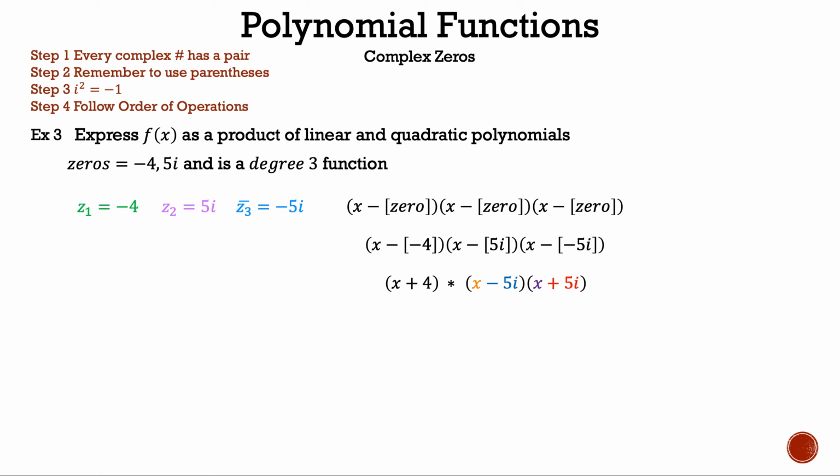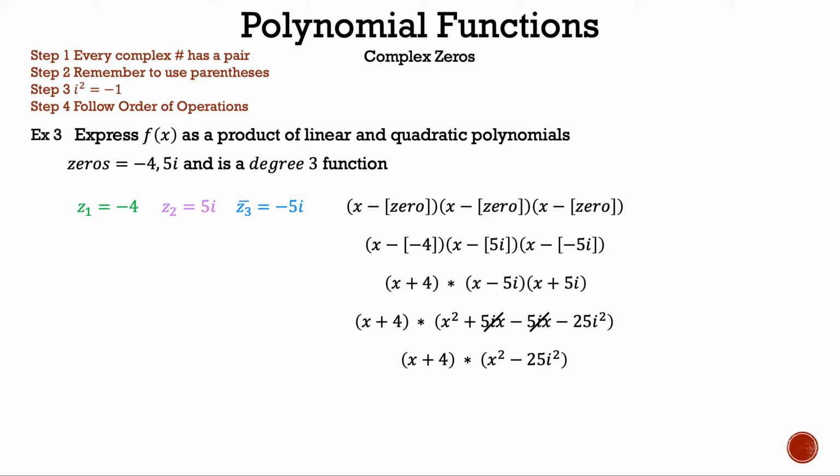That's right, we need to multiply the two binomials x minus 5i and x plus 5i. So let's bring down the x plus 4, and the result of multiplying x minus 5i and x plus 5i is x squared plus 5ix minus 5ix minus 25i squared. The two terms in the middle, positive 5ix and negative 5ix, cancel out. So we have x squared minus 25i squared.